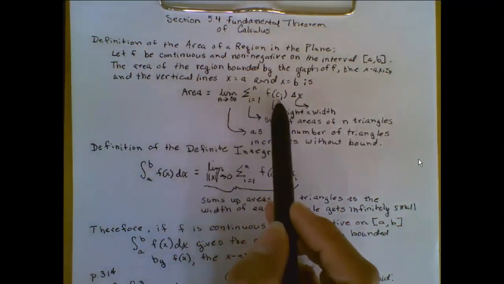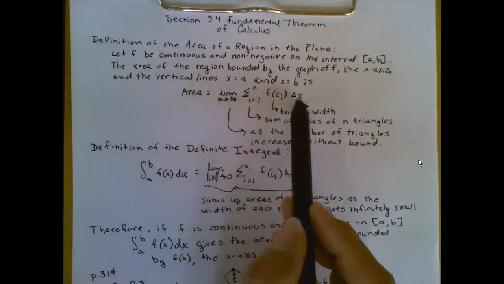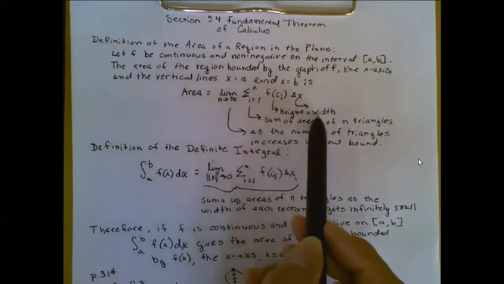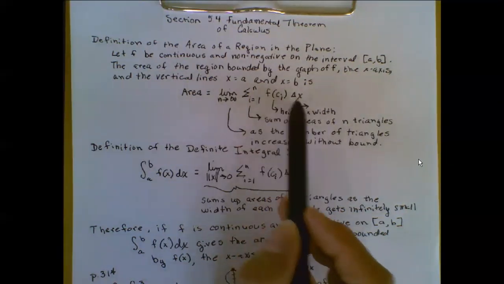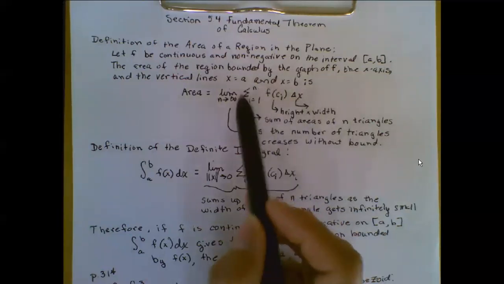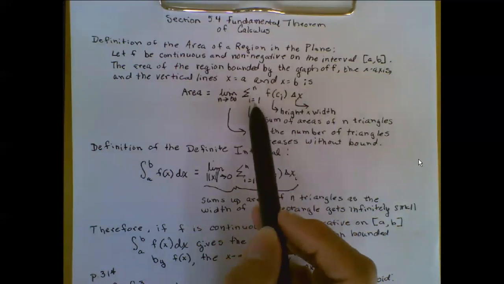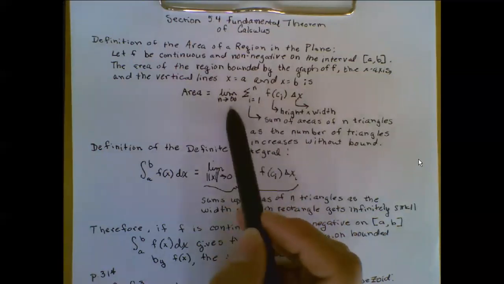f of c sub i is the height of each rectangle, delta x is the width of each rectangle. When you multiply those, you get the area of each rectangle, and then this notation sums all of those areas up as the number of rectangles increases without bound.